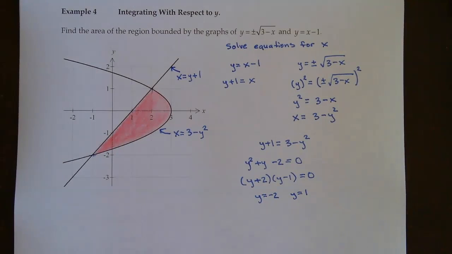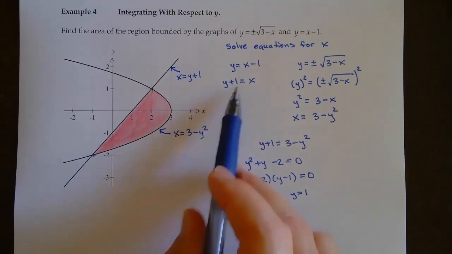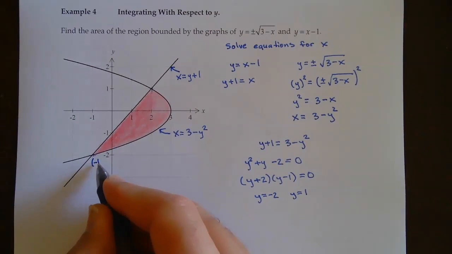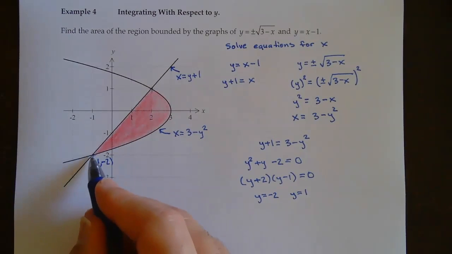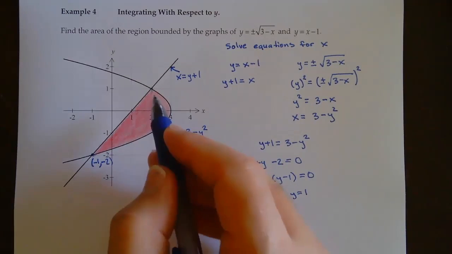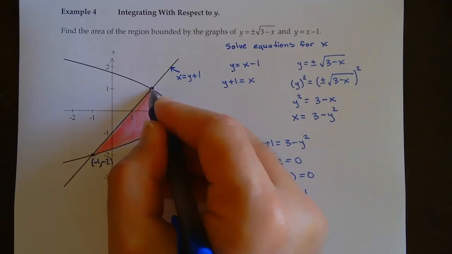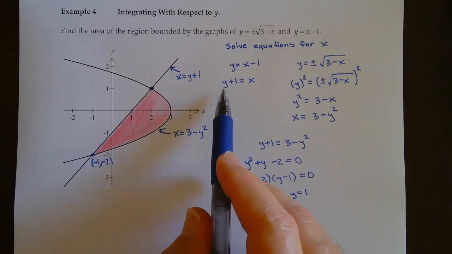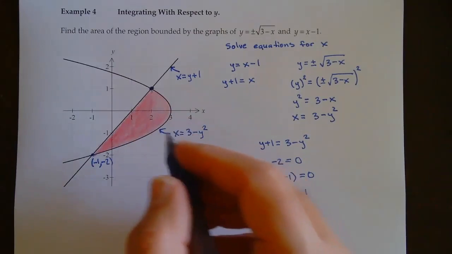Now, when y equals negative 2, I know the x is negative 2 plus 1, so that'd be negative 1. So this point right here is negative 1 comma negative 2. And I realize you could just read that off the graph, but I don't want you to. You've got to know how to do this. And then this point right here is when y is 1. So when y is 1, 1 plus 1 is 2, x is 2. So this would be 2 comma 1.